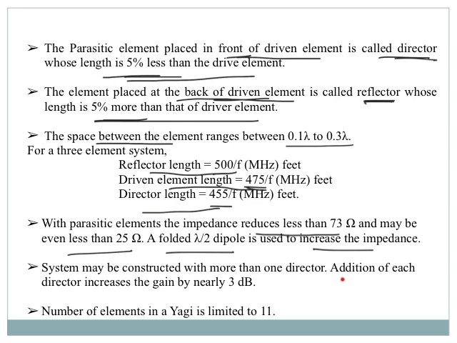And whenever we use more than one director, addition of each director increases the gain by nearly 3 dB. So, whatever directors we use, they are nothing but the amplifiers. It increases the gain, and each director increases the gain by nearly 3 decibels. Now the number of elements in a Yagi is limited to 11. It means totally the reflector, driven element and directors should be equal to 11.